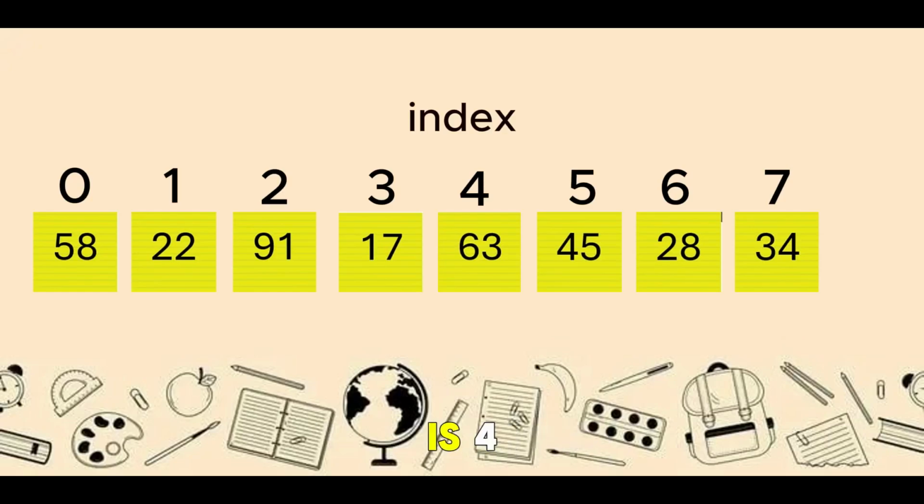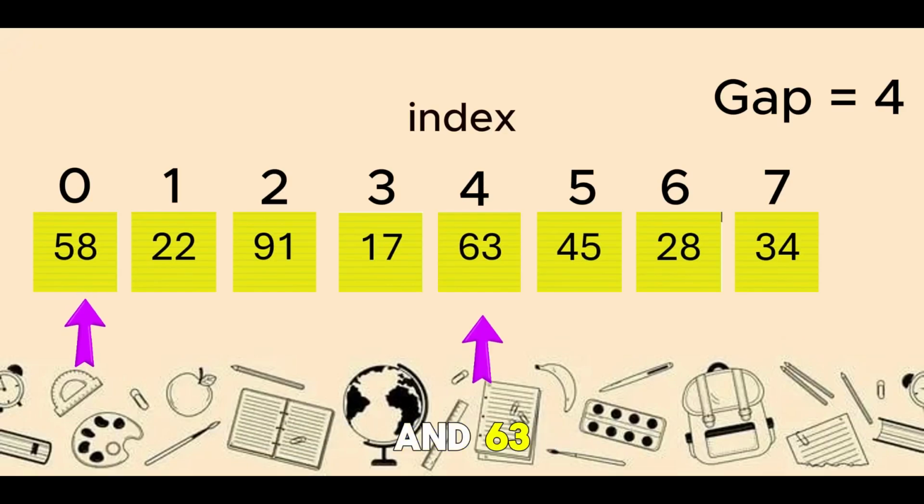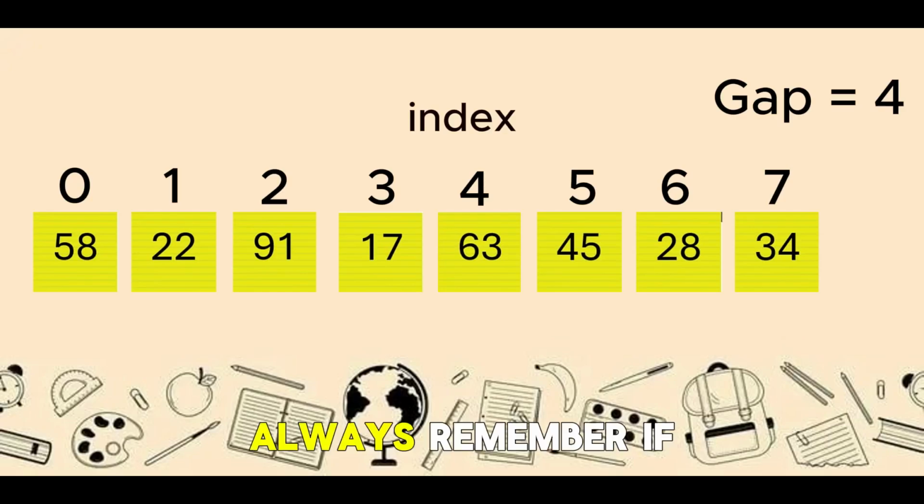Since our gap is 4, we compare the first number with the fifth, the second with the sixth, the third with the 7, and so on. So let's start comparing. First comparison, 58 and 63. Since 58 is already smaller than 63, they are in the correct order. No need to swap. Always remember, if the left number is smaller, we keep it as is.